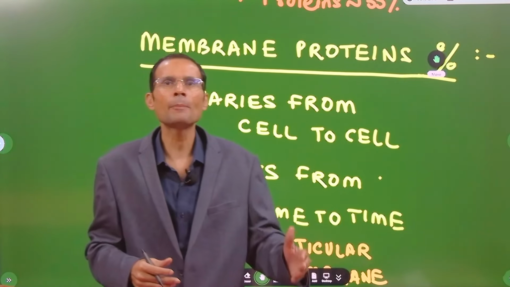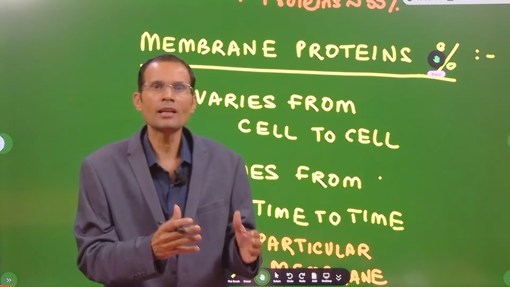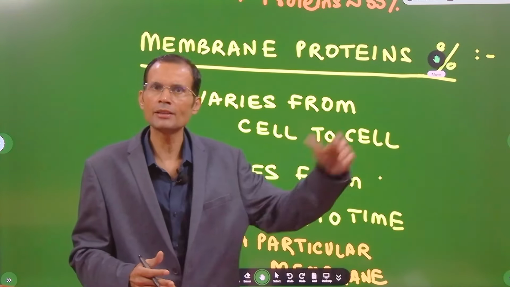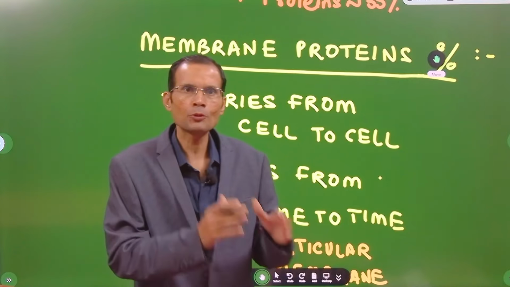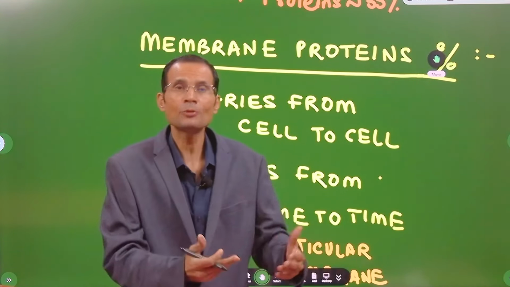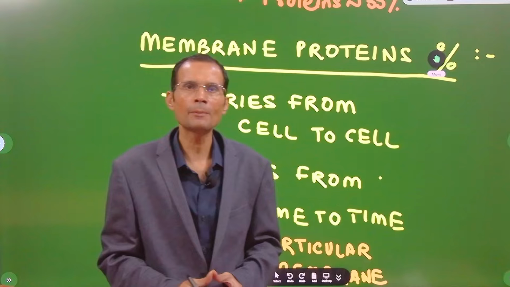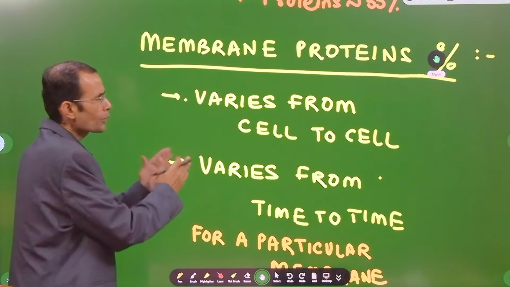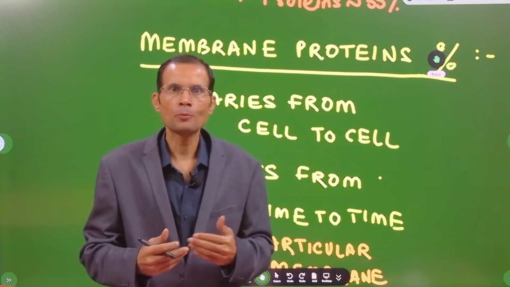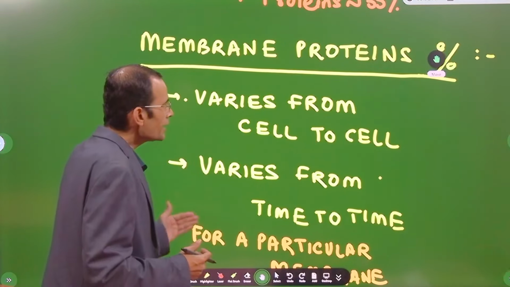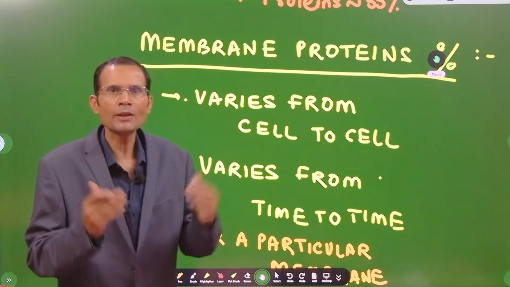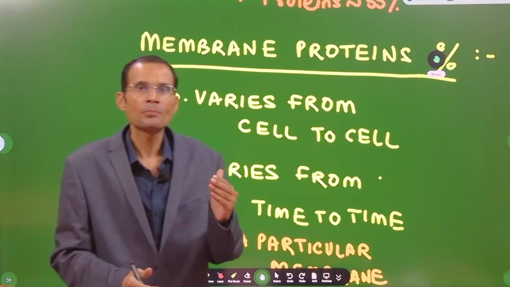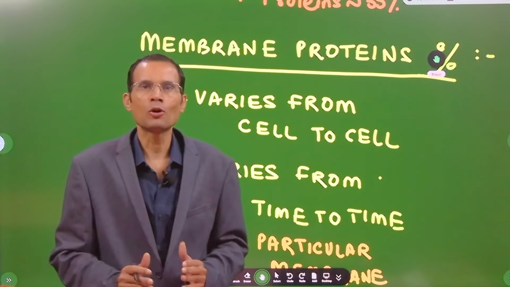Or let's say the presynaptic membrane. It has channels, and channels are proteins, and it is devoid of any myelin sheath. Myelin is high in lipid. So relatively greater protein content in the presynaptic membrane. So the point is that protein composition or protein percentage varies from cell to cell or membrane to membrane, point number one, and it varies for a particular membrane also.